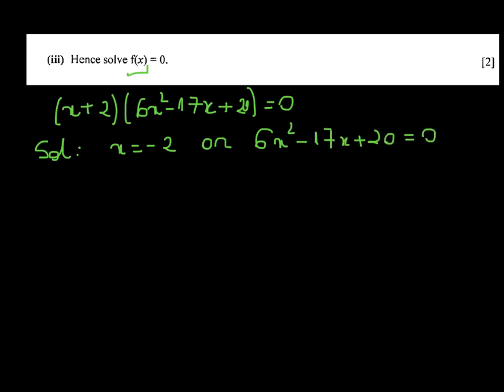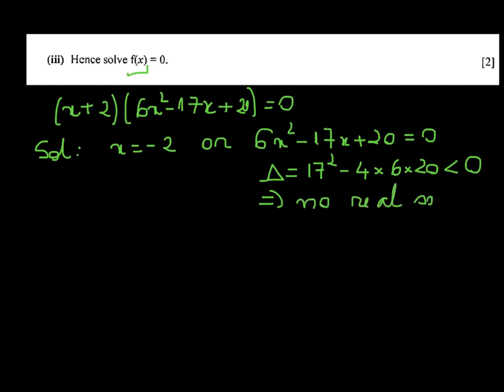But here the discriminant is negative: b squared minus 4ac, 17 squared minus 4 times 6 times 20, which is smaller than 0, therefore no real solutions. You'll learn in IB higher level that actually this equation has solutions, but in another set of numbers. So for now, there are no real solutions. So x equals minus 2 is the only solution of this equation.